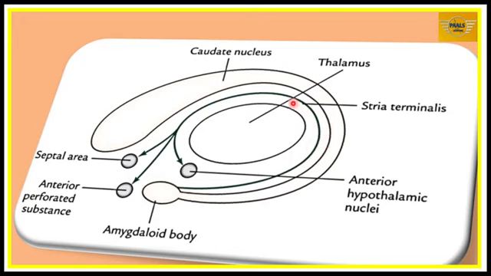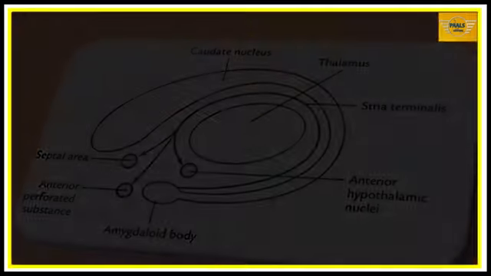So it runs and then gives its distribution to the septal area. This is the distribution to the septal area. It also gives its distribution to the hypothalamus. This is the distribution to the hypothalamus. And then it also gives a distribution to the habenular nucleus towards the posterior part here. And this is through the connection called the stria medullaris thalami.